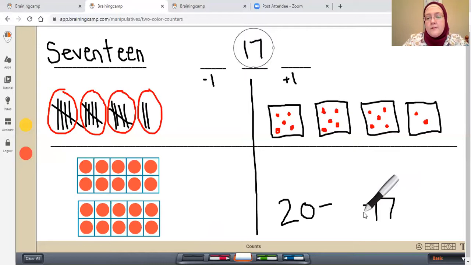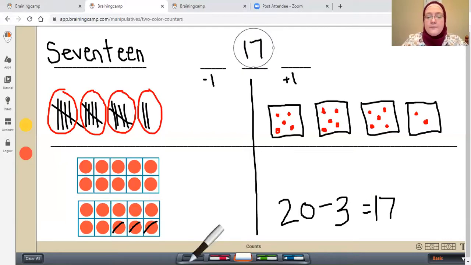So what do you think? Let's go ahead and cross them out. Am I going to start crossing them out from the top? No, I'm going to start from the bottom. When we take something away, we always start from the bottom of the 10 frame. Let's see, 20. That would be 19, 18, 17. Oh, look at that. That means I have to take 3 away from 20 to get 17.